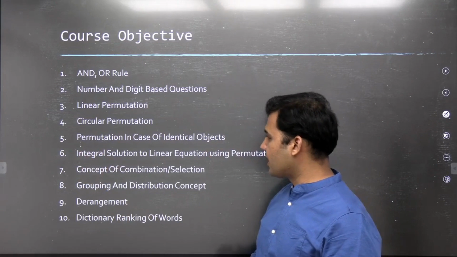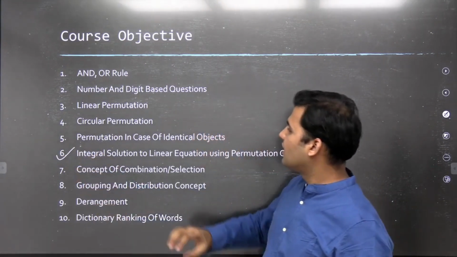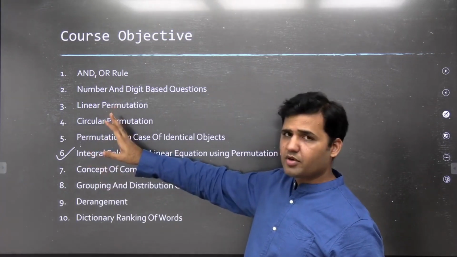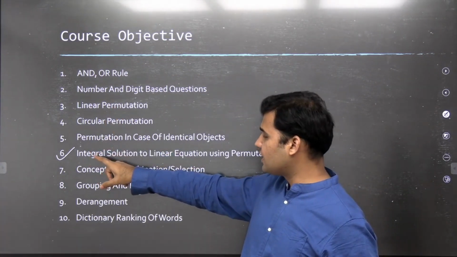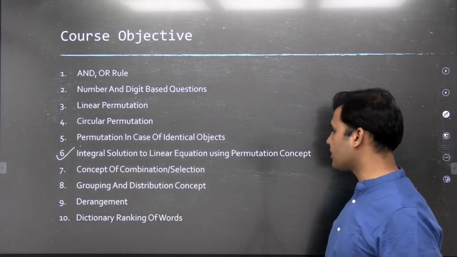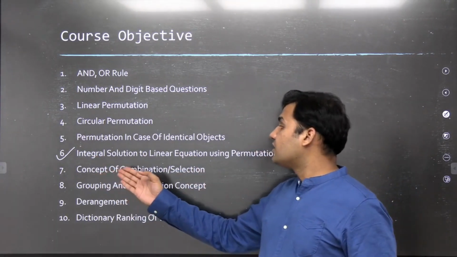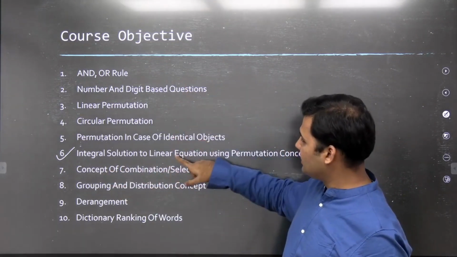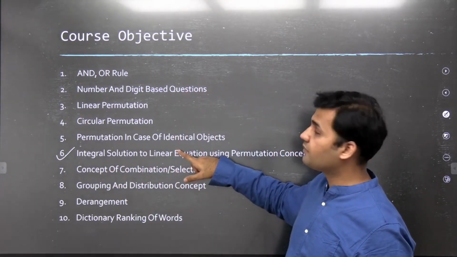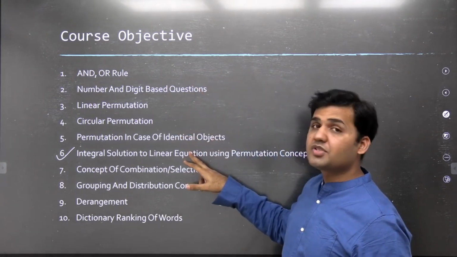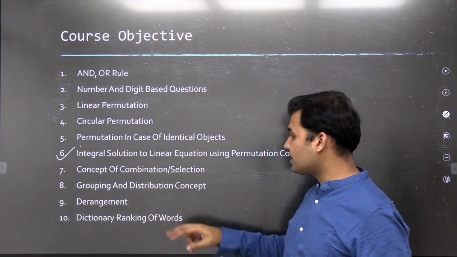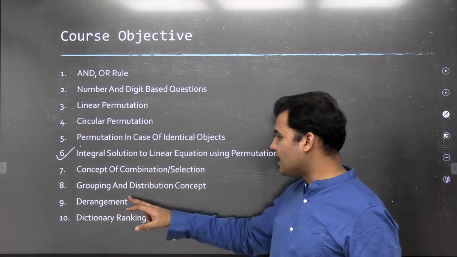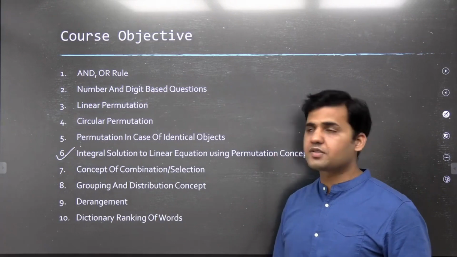Then the most important part, most of the questions are from this chapter, from the permutation and combination, that is integral solution to linear equation using permutation concepts. Then we will be discussing concepts of combination and selection. So till this we will continue the permutation. So the rules of permutation, that means arrangement, will be used till chapter number 6, and then we will be discussing combination concepts, grouping and distribution concepts, de-arrangement, and dictionary ranking words.